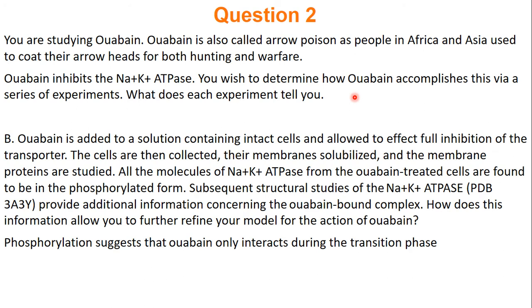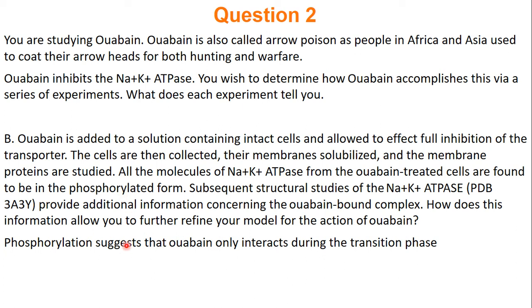And part B, your next experiment is you add this poison to a solution of intact cells and allow full inhibition. You take the proteins and you do the crystal structure, and you also see that it's bound to the phosphate version. What does that tell you? Well, I do suggest you look at 3A, 3Y. To do that, just type in the Google PDB databank, and then at the very top when you get to that website, in the search part, type in 3A, 3Y. You'll see this poison interacting with this molecule, and you can start to understand how this poison works if you look at the molecule and look at the protein together.